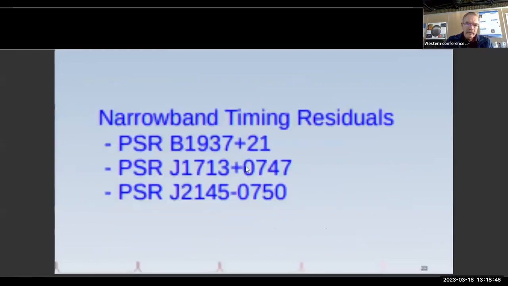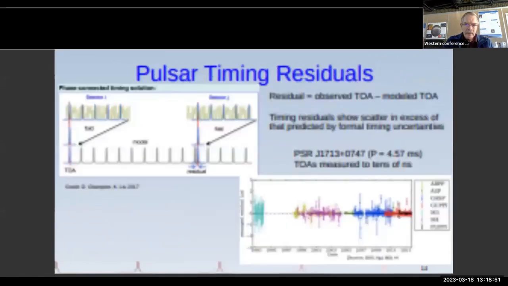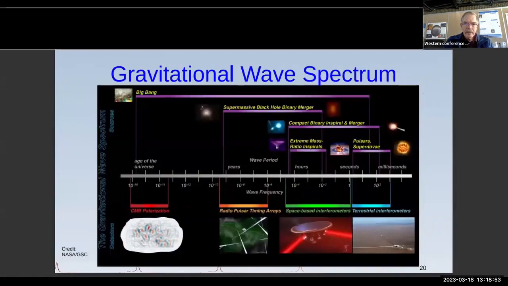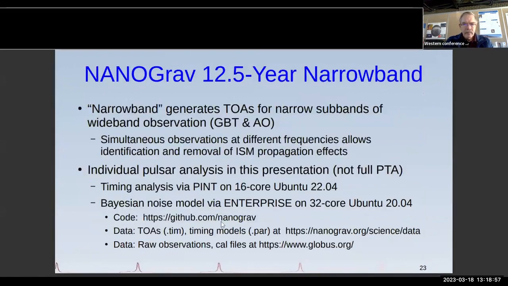So NANOGrav has made all of this available on their website. So the code is at GitHub. So Pint and Enterprise and all the other code is on GitHub.